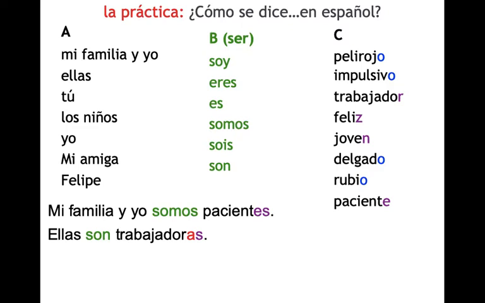Next one, you are young, and you is a singular familiar, tú. Tú eres joven. Not too much to change around there with the adjective joven.